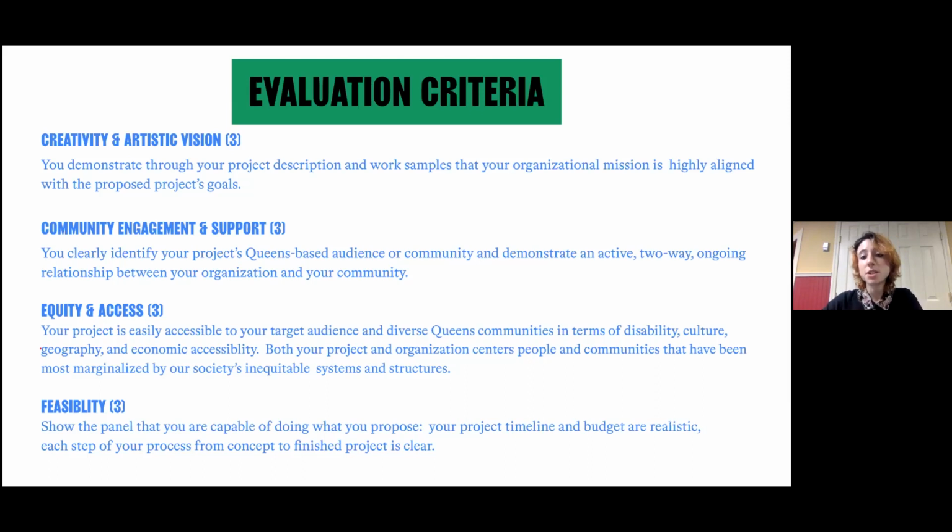And again, we do ask panelists to keep our funding priorities in mind when they're reviewing applications, as well as this evaluation criteria to score applications. And lastly, the feasibility and clarity of your application. Show the panel that you're capable of doing what you propose, that it makes sense for you to be funded this $3,000 grant award, and that you can successfully put on and produce the project that you describe in your application. How do you do this?